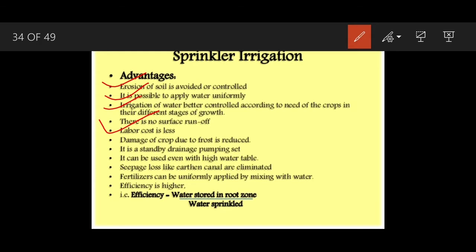Damage to crop due to frost is reduced. Now see, in the cold area, frost means the water vapor directly freezes and it becomes frost. Especially this happens in cold places during winter nights. So if sprinkler irrigation is done, then the ice can also be removed. When the water falls on the ice, the temperature of the ice will rise and the ice will melt. So like this, it can even reduce the damage of crops due to frost.